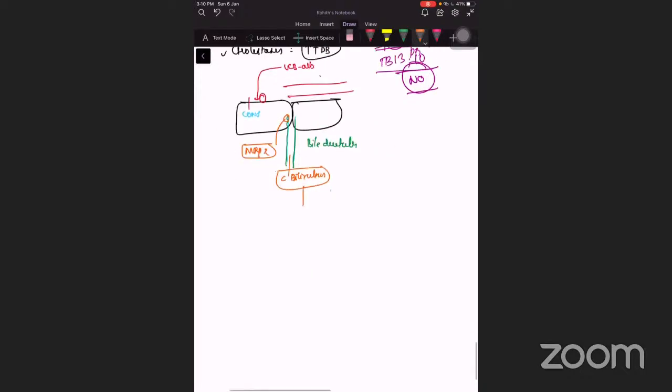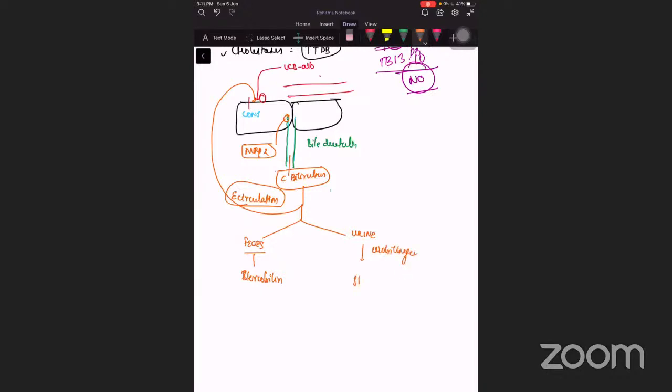And this conjugated bilirubin, there are two things. It undergoes enterohepatic circulation, where it preserves the bile salts and all. The other thing is going to be excreted, either in the urine or in the feces. In the feces, it becomes stercobilinogen. This is what gives color to our stools. And in urine, it is urobilinogen that gives a straw color to the urine.